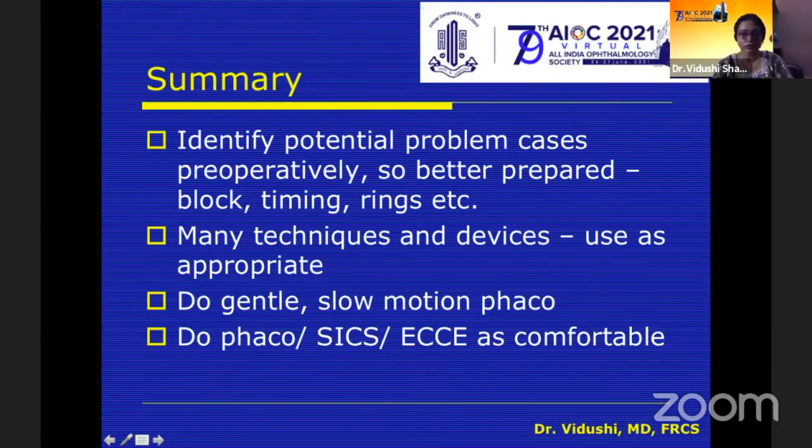Also do a gentle, slow-motion phaco. And also do not forget that even though there may be a lot of pressure to do phaco, do phaco, SICS or ECCE, whatever you are most comfortable with in these difficult cases, because most of these cases would also have additional problems in the eye.